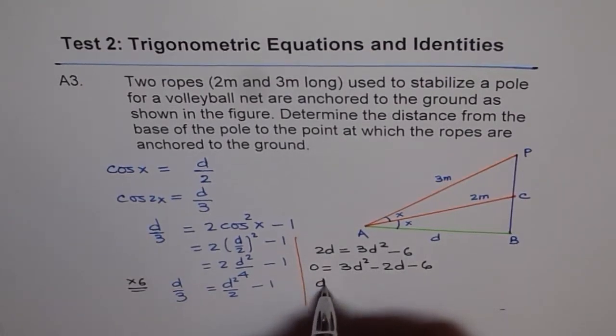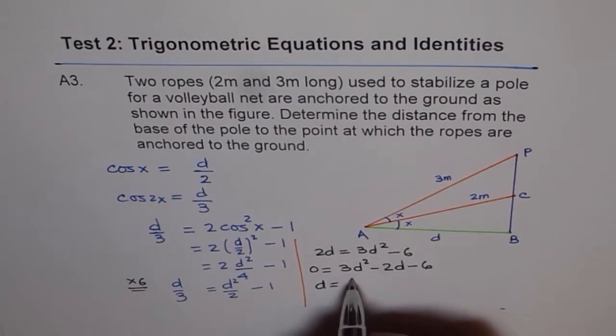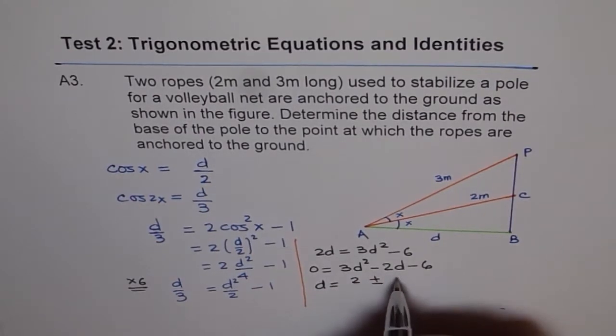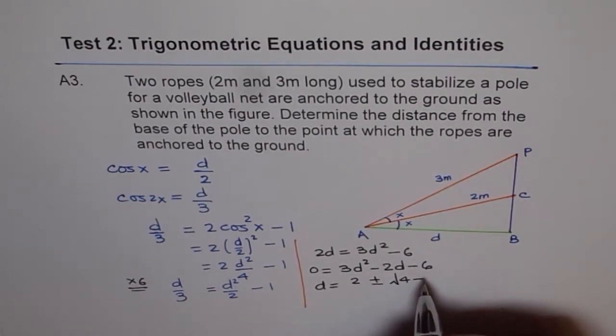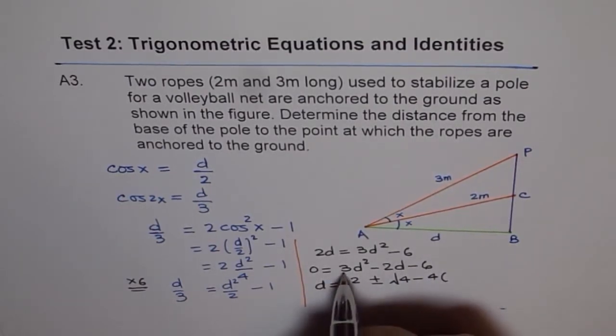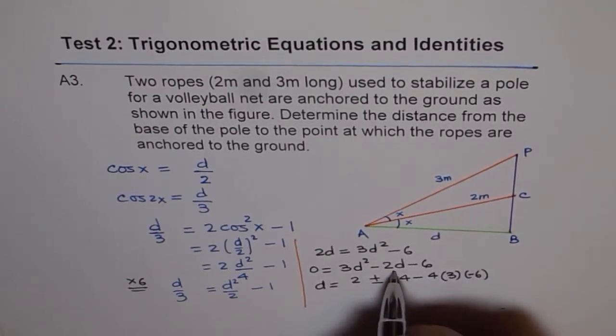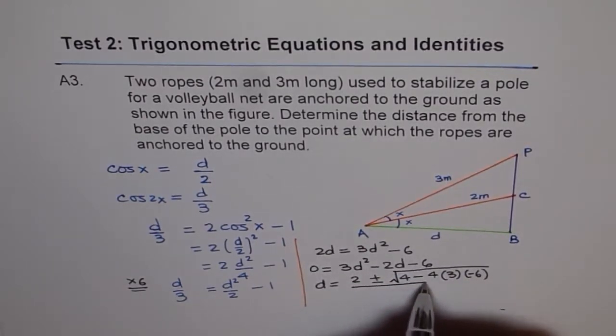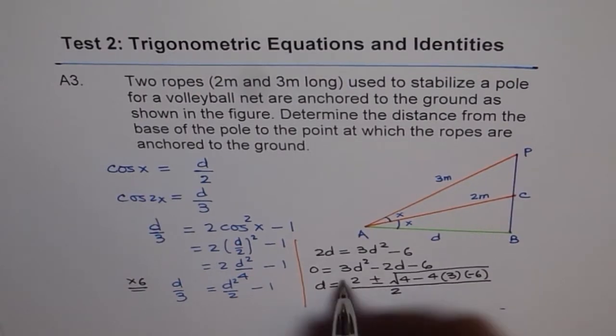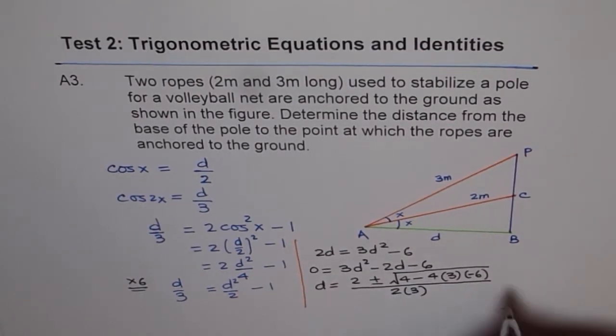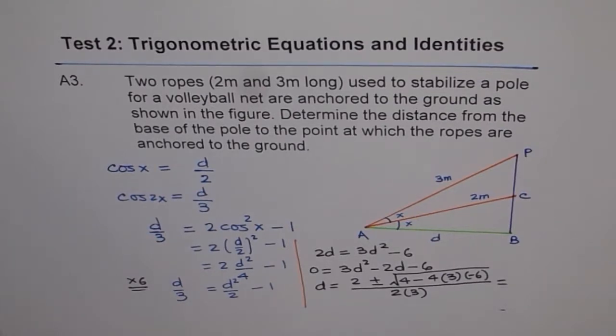So d is equal to minus b, which is 2, plus or minus the square root of b square, which is 4, minus 4 times a, which is 3, c is minus 6, divided by 2 times a, which is 3, right? And let's use a calculator to calculate it. So we'll calculate it using the positive value here, right? Because the distance has to be positive, right?